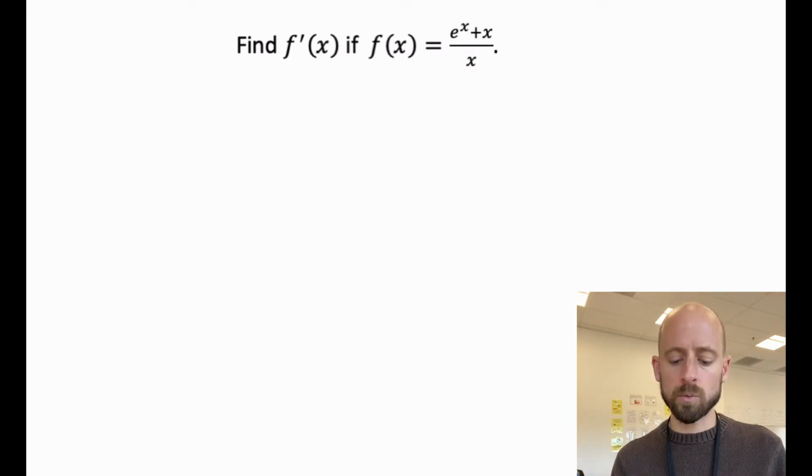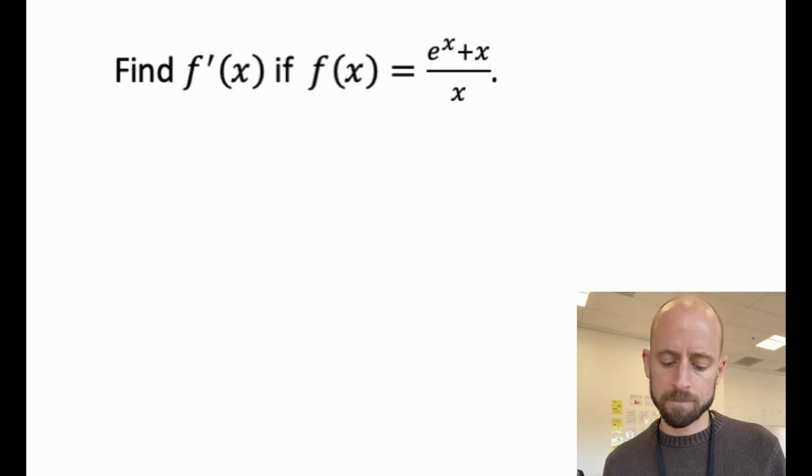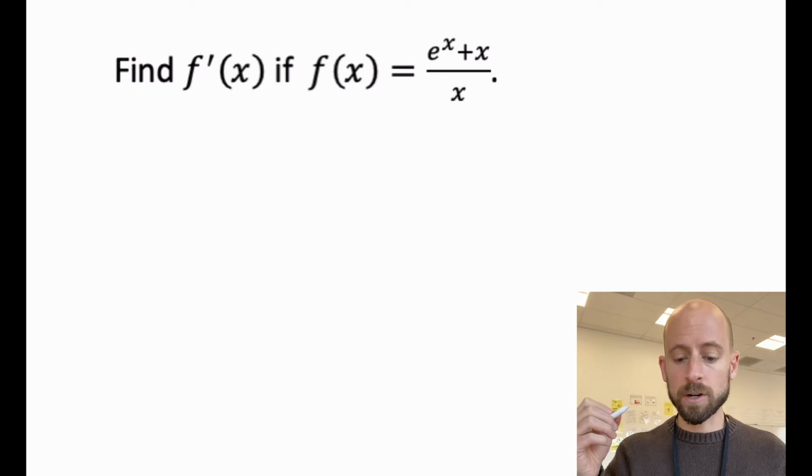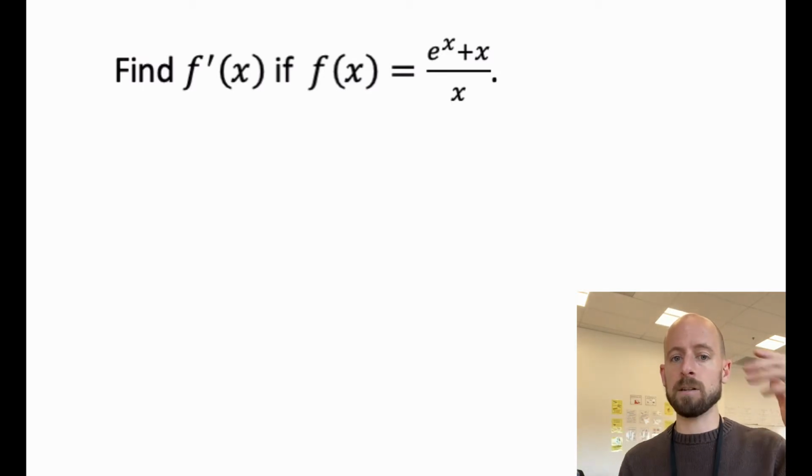The quotient rule we use when we see a quotient, when we see two functions that are being divided, right? So right here, we've got f of x that's given to us. We're asked to find f prime of x. The numerator is e to the x plus x, and the denominator is x, so that's that division, right? When you have that, you have to use the quotient rule.